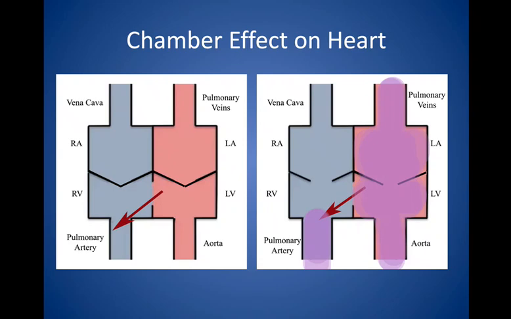So again, when you look at the chambers that are affected, this would typically be your pulmonary artery. You can see pulmonary artery dilation. You would see pulmonary venous dilation or increased pulmonary venous blood flow. You see left atrial enlargement as well as left ventricular enlargement.